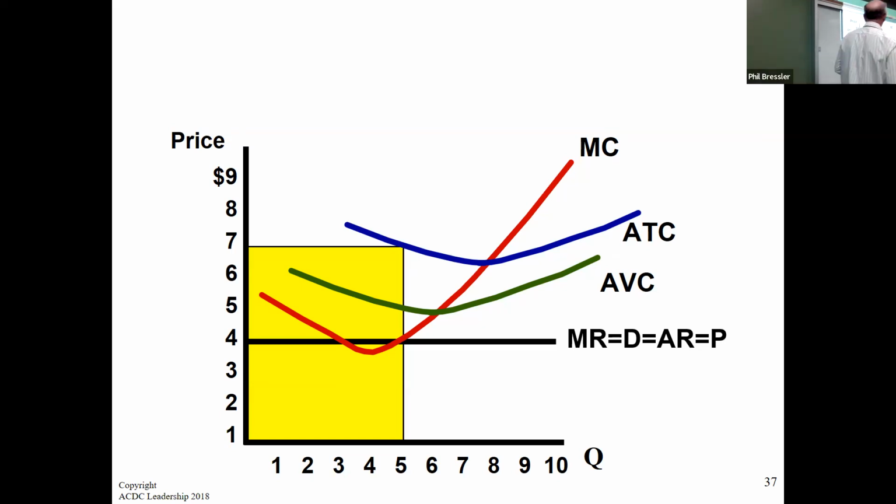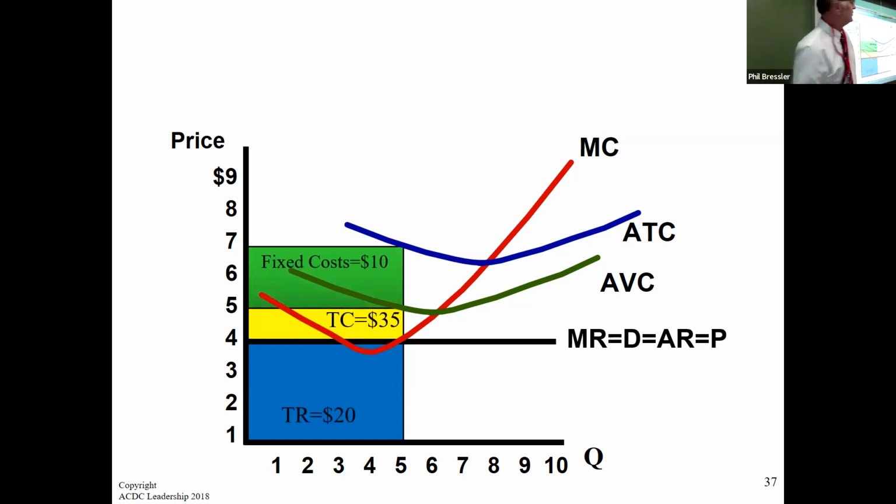Correct? Now, if I shut down, all I'm responsible for is my fixed cost, the difference between here and here. So if I shut down, I only lose 10. That's why if the price is below the AVC, I'm going to shut down. What happens if you go to the first intersect of the marginal cost? You're going to end up worse.